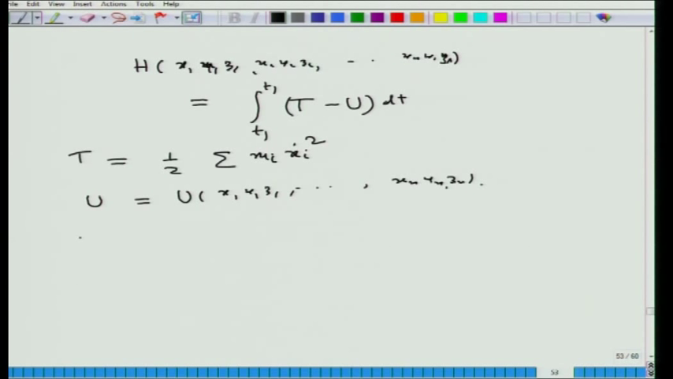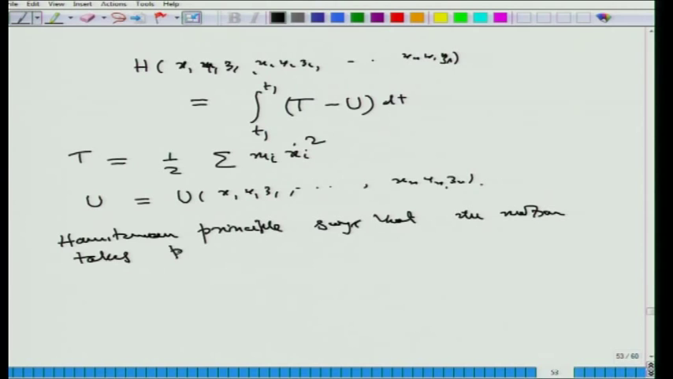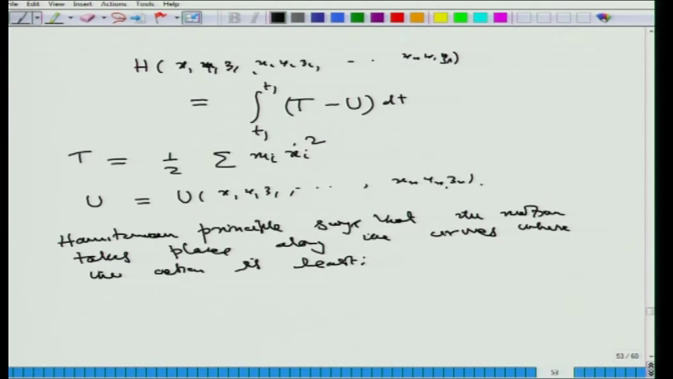So, the Hamiltonian principle says that the motion takes place along the curves where the action is least. This is called the principle of least action. So, we will establish this using the techniques of the calculus of variations. We need to find the minimum of H.